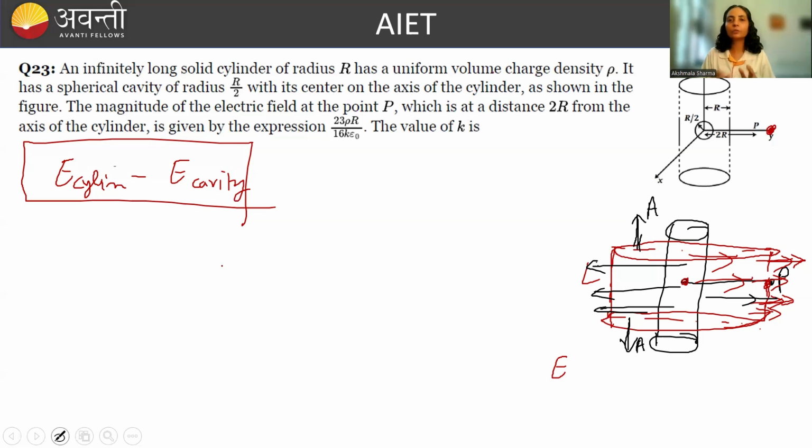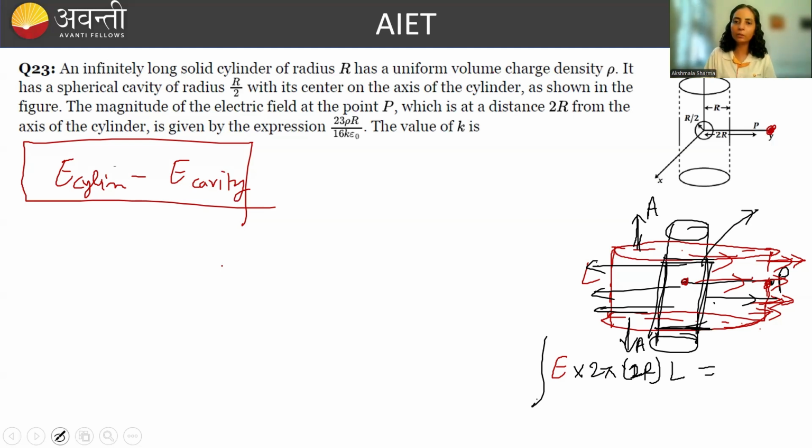There will be only flux through the curved surface, and that will be equal to E into 2 pi times radius times length, that is, 2 pi 2r into L. In E dot dS we did, theta is 0, so cos 0 is 1. This is equal to Q enclosed. Now what is the charge enclosed in this Gaussian surface? So that will be basically the charge enclosed in this length of cylinder, right? So the charge enclosed in this length of cylinder will be equal to how much?